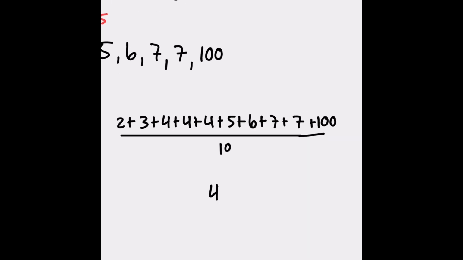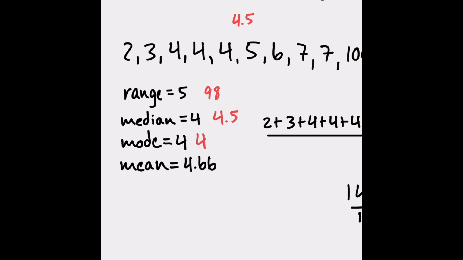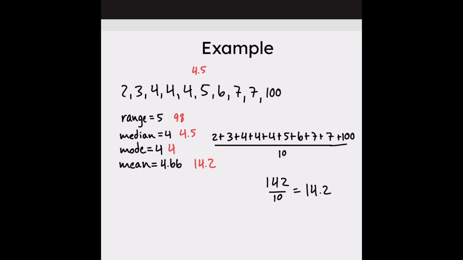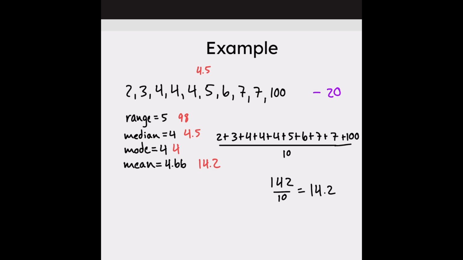So that's going to be 142 over 10, which is 14.2. So now notice how the mean went all the way up to 14.2. It went way higher, and notice how the mean was pulled in the direction of the outlier. If the outlier was instead like negative 20, then the mean would be pulled in the negative direction instead of the positive direction. But since my outlier is a large positive number, the mean is going to be pulled in that direction.